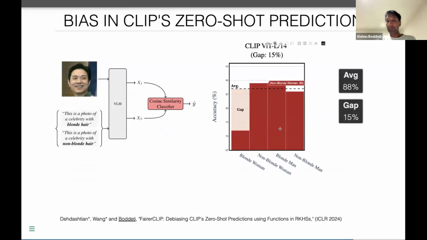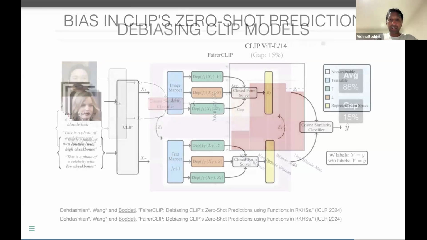Okay, it's only 72. So there's like a 15 or 16% gap between the average and the worst group. And you want this gap to be as low as possible so that the model does not discriminate between people of different hair color.